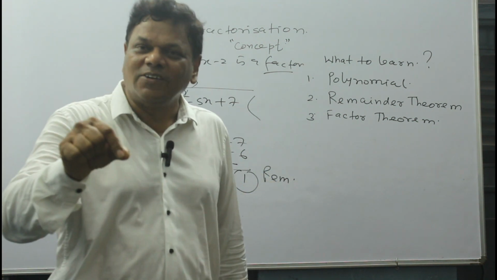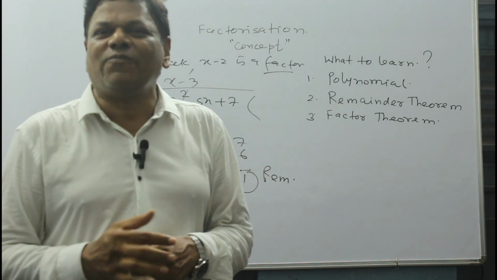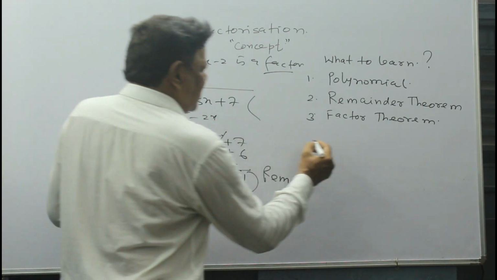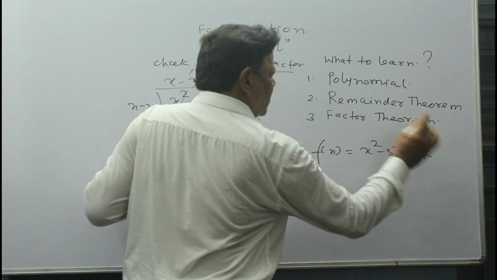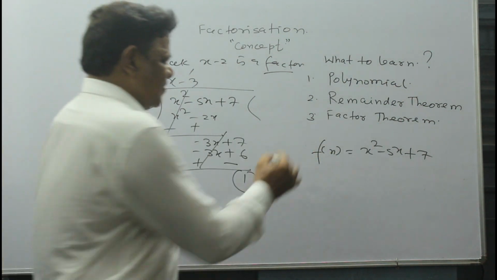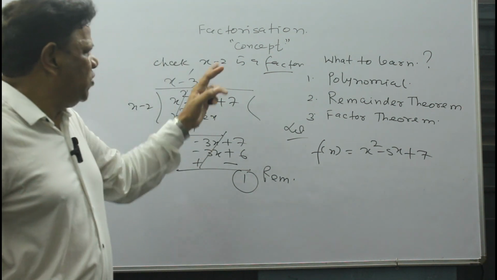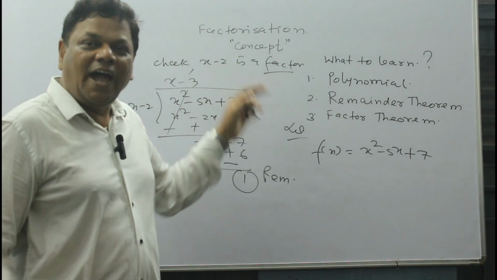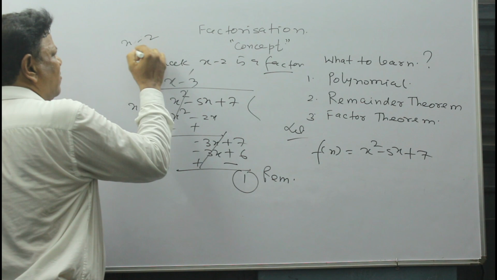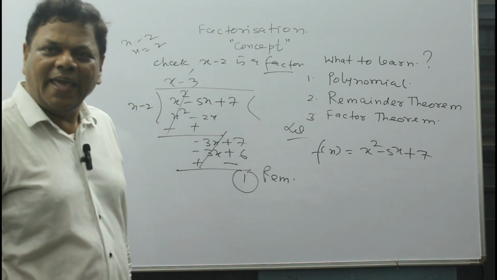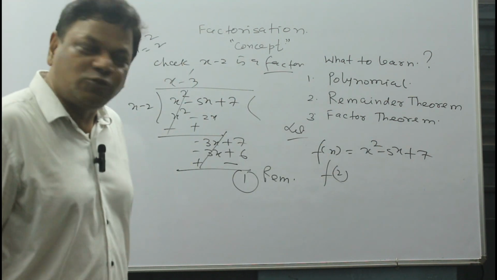Without dividing, also we can find the remainder. This only we are going to learn over here. Without division we will find the remainder. How? Like it is given f(x). f(x) is given as x square minus 5x plus 7. Let f(x) equal this, and I said divide by x minus 2 and find the remainder. So if x minus 2, then x equals 2. Then we have to find f(2). Find out f(2).